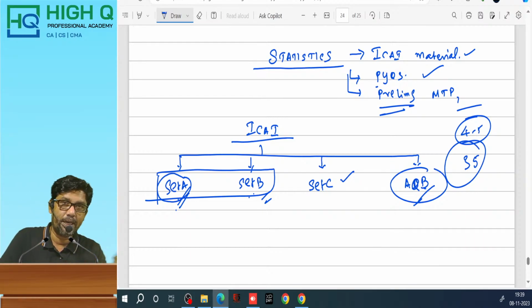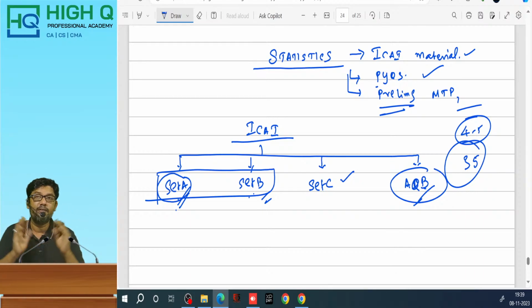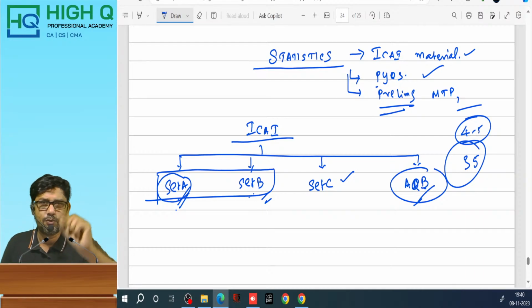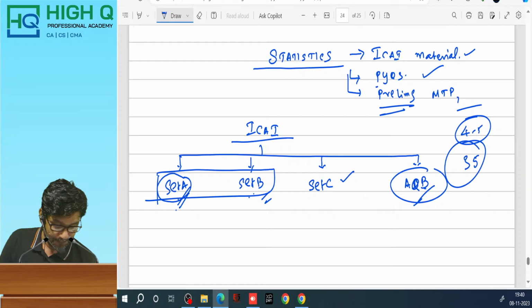Please change the mindset, my dear. This is not the way we need to approach. Okay, this is not the way we need to approach. Set A, set B, additional question bank is a real challenging one, but pure one-word questions. All are 1-mark questions.